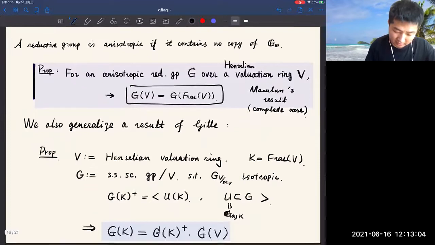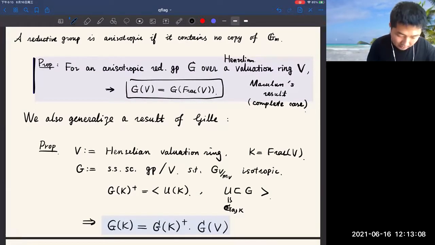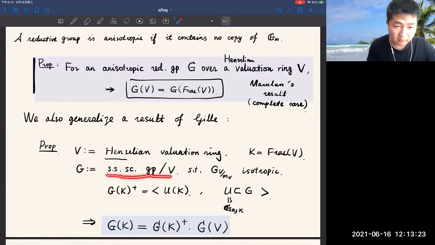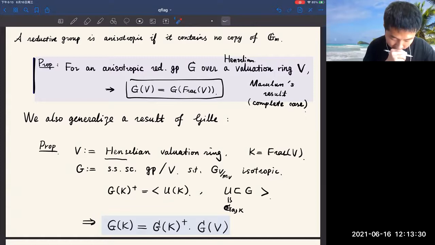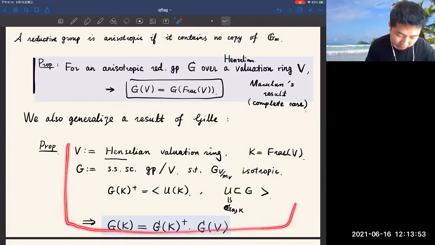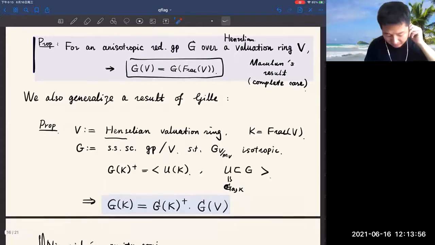And we also generalize the result of Gille. So the proposition is that if we consider a Henselian valuation ring and K the fraction field of the valuation ring, and G is a semi-simple, simply connected group over the valuation ring, such that the special fiber is isotropic, and we also consider such a group generated by the rational points of a subgroup isomorphic to the additive group, then we have this product formula. So this is a generalization of Gille and Nisnevich's paper.